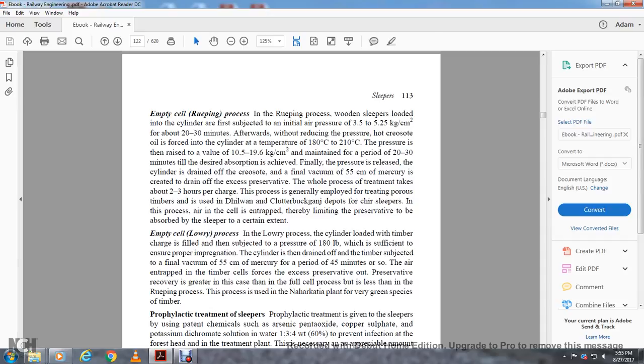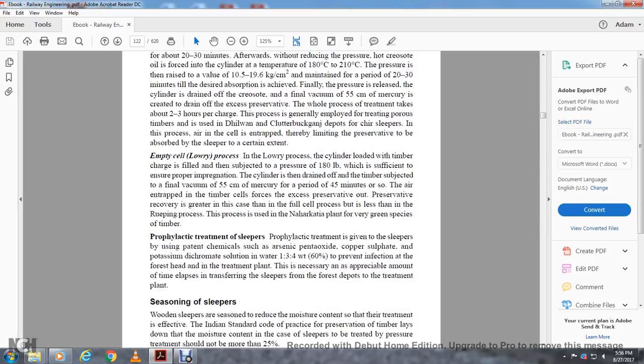The air is entrapped within the timber cell, forcing excess preservative out. The preservative recovery in this case is greater than in a full cell process, but less than in the Rueping process. The process is used with creosote plants and very green species of timber.